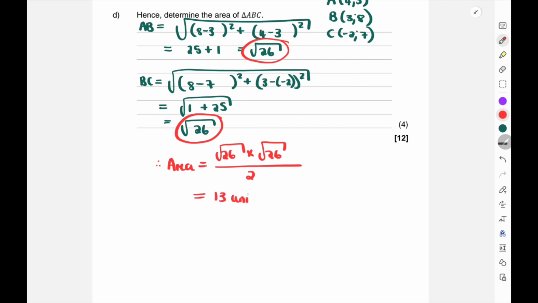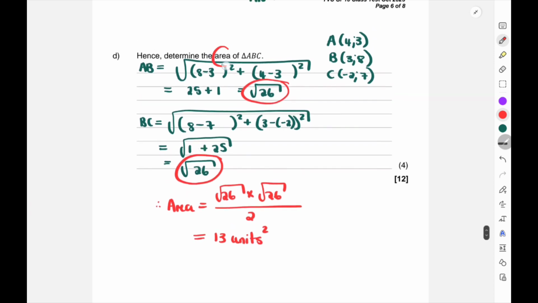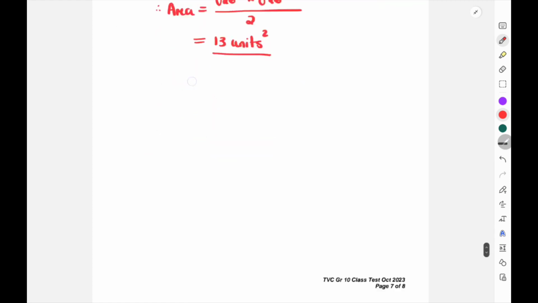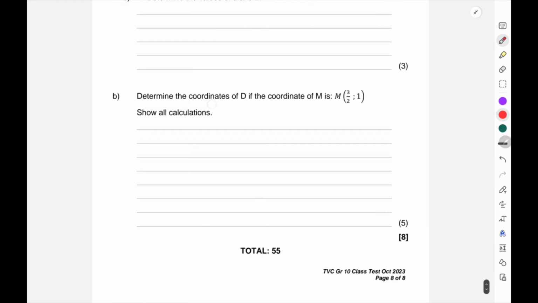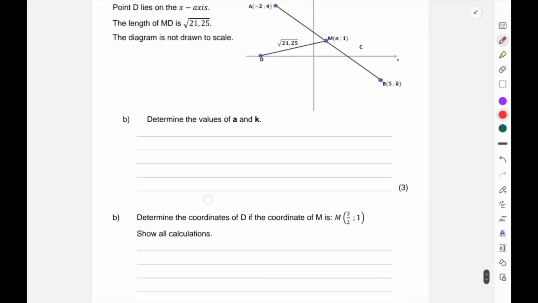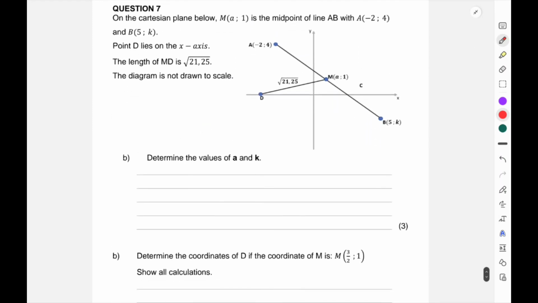Which gives you 13 units squared. Okay, because they do ask you for the area, so remember it's units squared. Okay, then the very last question, you can see it was out of 5, was probably a little bit harder, but not undoable. So I want to quickly show you.